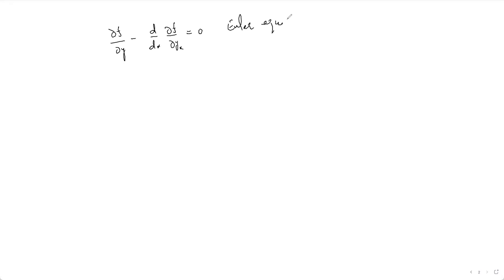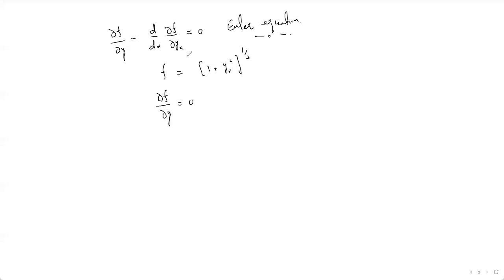Euler equation. So here, what is my f? Now my f function is 1 plus y'(x) square raised to power 1 by 2. Substituting this function f into this particular Euler equation, you will just see that f here is independent of y. So what will be df by dy? Partial f by partial y will simply be equal to 0.